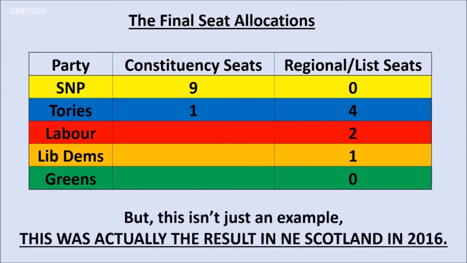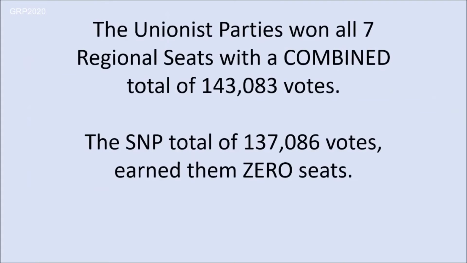But this isn't just an example. This was actually the result in North East Scotland in 2016. The Unionist parties won all 7 regional seats, with a combined total of just over 143,000 votes. The SNP total of 137,000 votes earned them 0 seats.